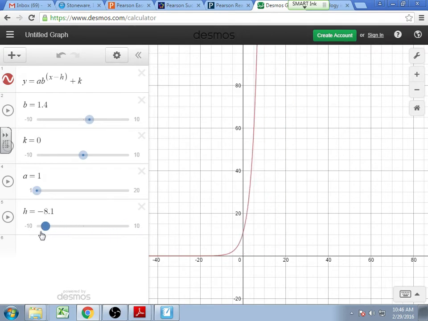Wait, did I say H? Sorry, H. It's X minus H. As H gets higher, I'm going left. As H gets lower or negative, I'm going, or sorry, I just said the wrong thing. When H gets higher, I'm going right. Yeah, H gets higher, I'm going right. H gets lower or negative, I'm going left. So we're going to come back to this as we go through the lesson today.